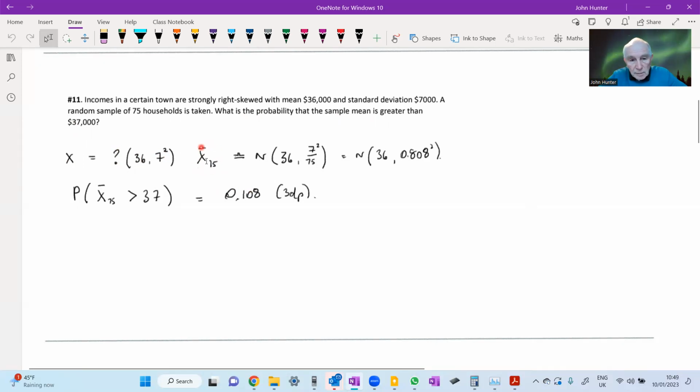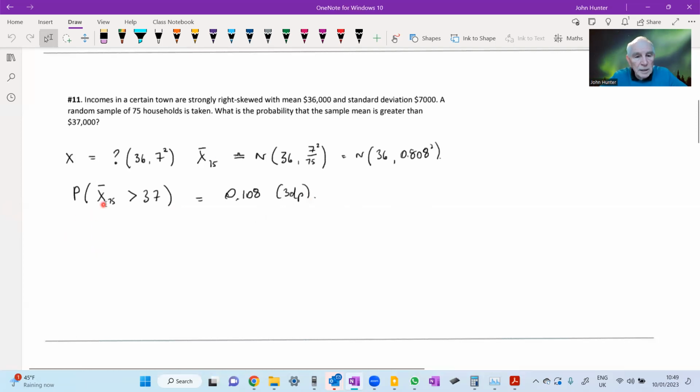So that basically says we take 75, and that bar at the top means we take the mean, and that's going to be normal distribution, near enough anyway, with a mean of 36 and a variance of 7 squared over 75. Well, that works out to 0.808 squared. So in other words, there's a mean of 36 and a standard deviation of 0.808. We need the standard deviation, don't we, to stick into our calculator.